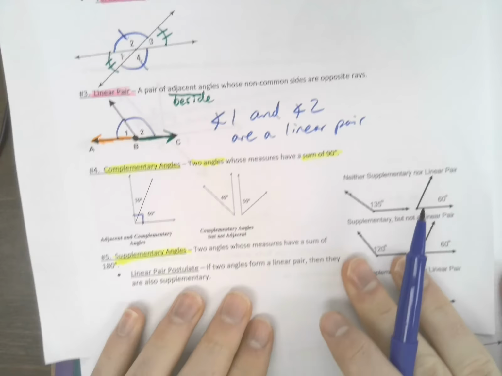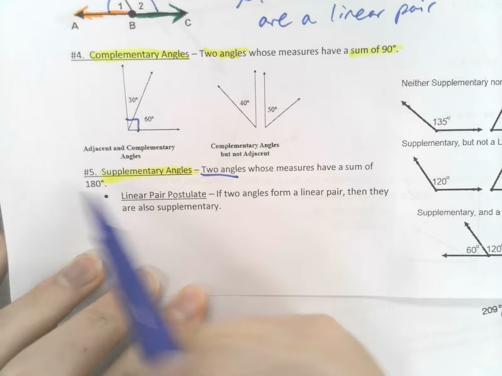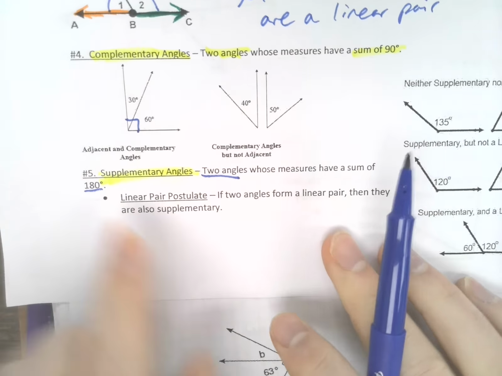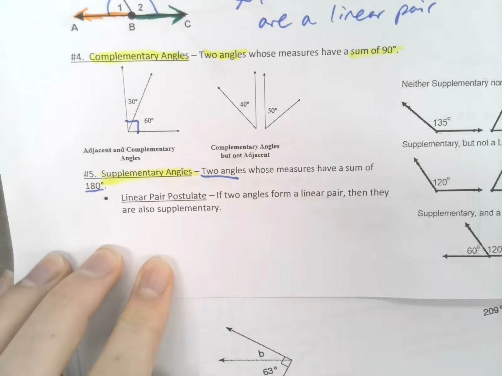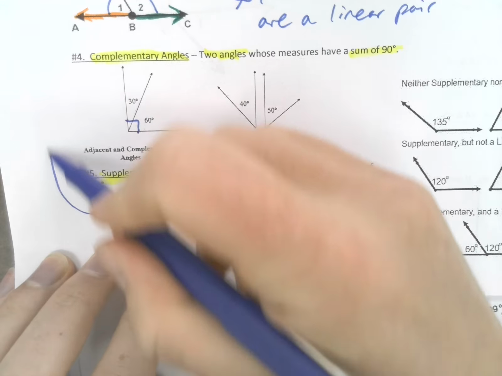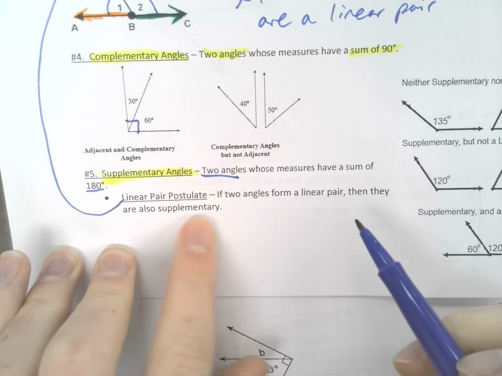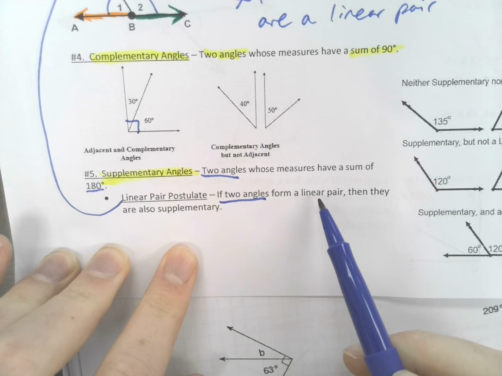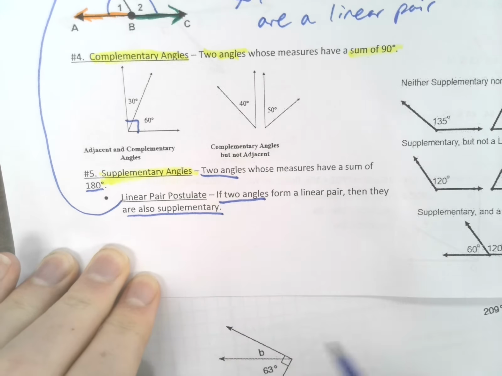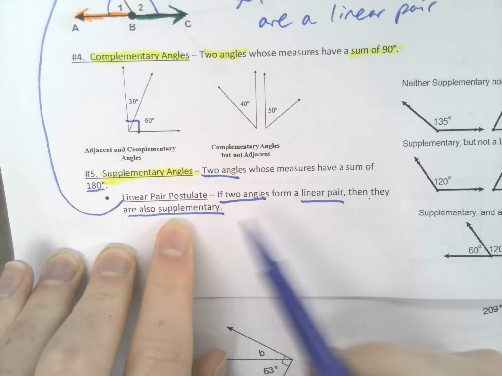And then as far as supplementary angles are concerned, let me zoom in a little bit here. These are two angles whose measures are 180. And again, you have a lot of different kinds of examples here, but I want to take you back to the linear pair postulate. Now, we mentioned linear pairs earlier. A linear pair can be formed if two angles are next to each other, but here's the thing. If two angles are a linear pair, they are also supplementary. If two angles are a linear pair, then they are supplementary.